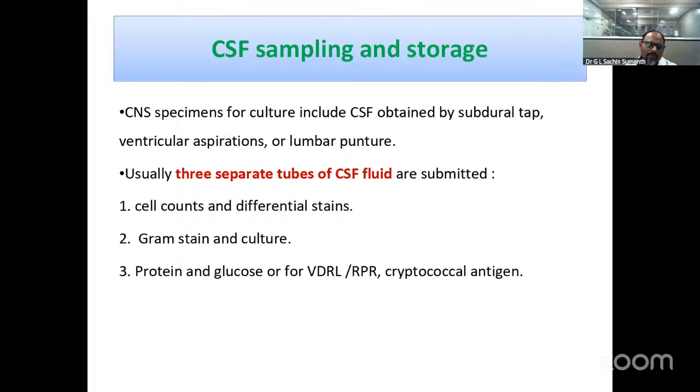For CSF sample, now for CNS infections, CNS samples for culture include CSF obtained from subdural tap, ventricular aspirations, and lumbar puncture. Three separate tubes for CSF fluid are submitted: one for cell counts and differential stains, one for gram staining and culture for microbiology, and one for protein and glucose. It can also be sent for syphilis, like VDRL and RPR test, and for cryptococcal antigen.